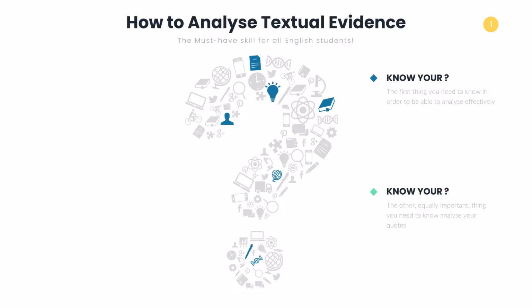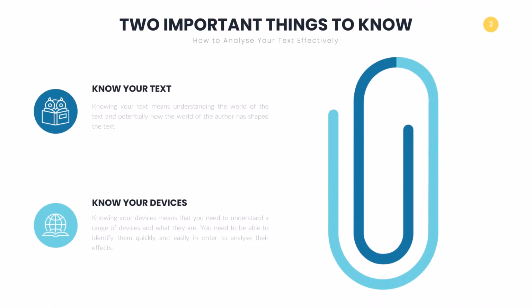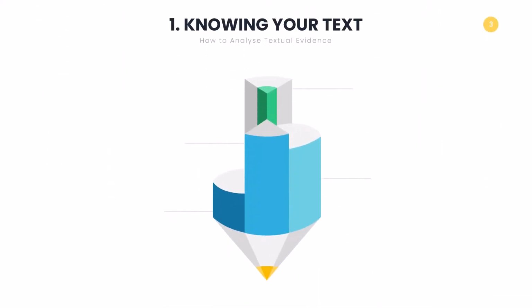The two things you need to know are: 1. Knowing your text, and 2. Knowing your devices. Without this knowledge, not only will analysis prove difficult, but you will never take your writing to the next level, which is the ultimate goal, right? Knowing your text involves the following criteria.